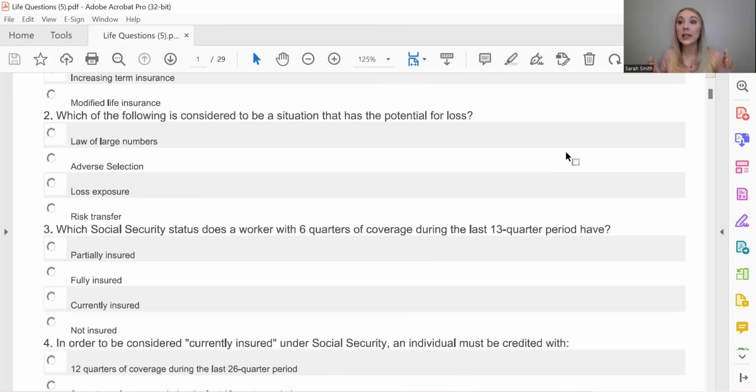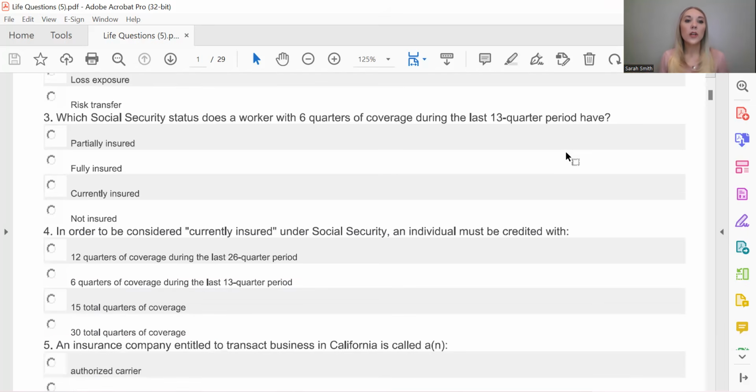Every single time I get into a car, I am exposing myself to loss, right? So if I want to eliminate that loss exposure, I will stop driving my car, stop riding in cars. Let's say you go to Hawaii and there's a volcano and it's active, you understand loss exposure. Anytime you put yourself in a situation, you'll have that potential for loss. You're exposing yourself to that risk.